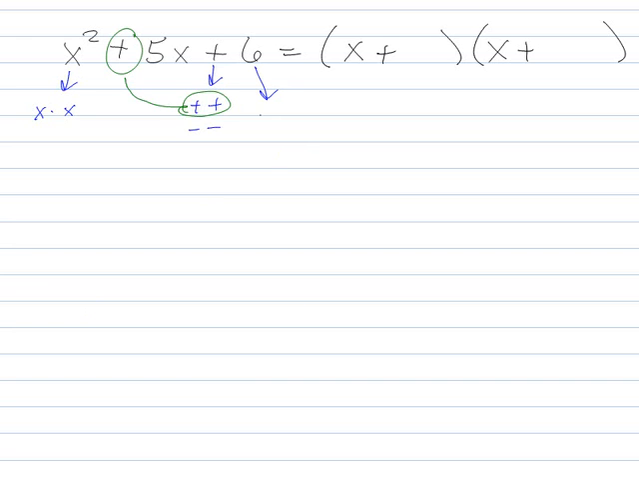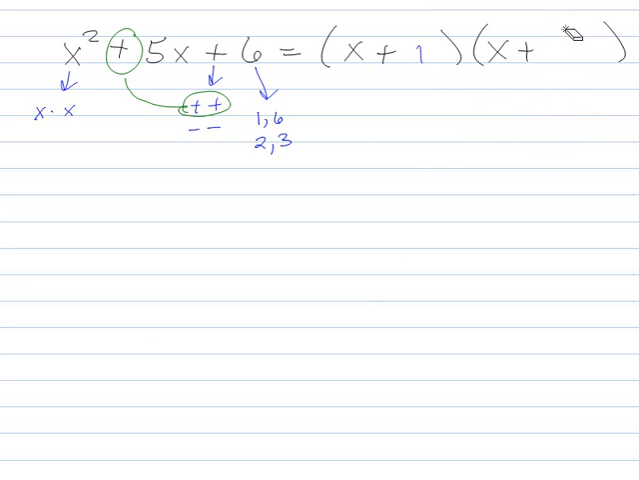Now there are two ways to get a 6. We can do a 1 and a 6, or a 2 and a 3. Now, if I add these up, I'm going to get 7. So if I go 1 and 6, my outer plus my inner is going to be 7x. So that's wrong.